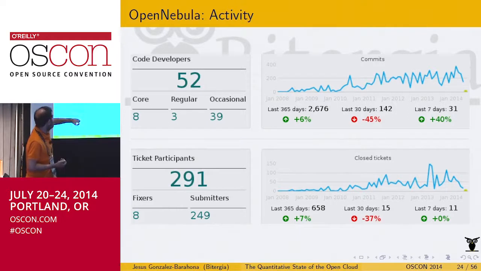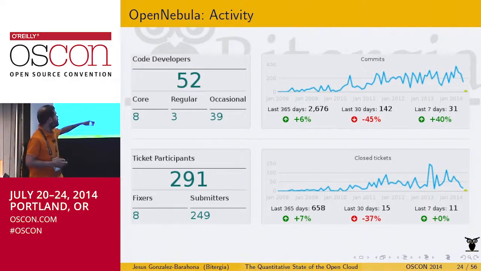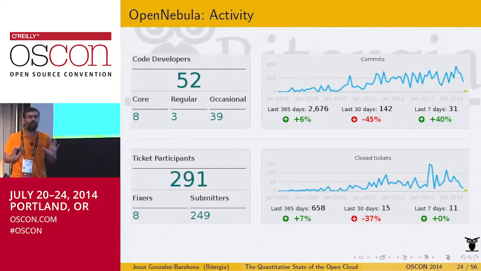Here, probably you cannot see it from your seat, but commits range from 0 to 40 to 400. So that's the number of commits per month for that project, for OpenNebula. Remember, the maximum is 400. Closed tickets, you can see that's a bit more variant, but it's around 50 per month. So that's the number of tickets they are closing in the public repository. They could have another one, as I said.